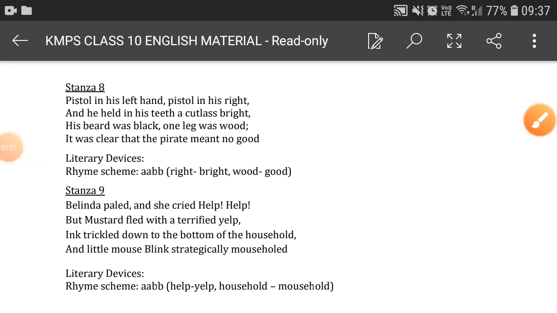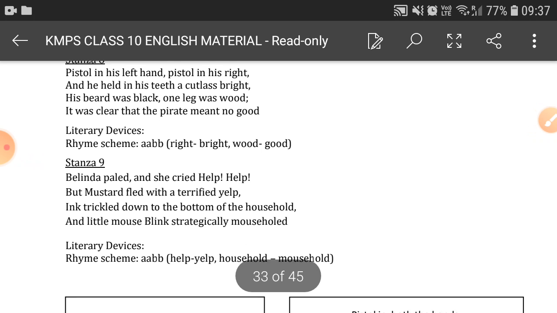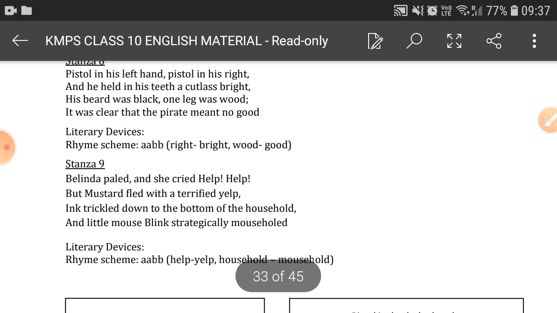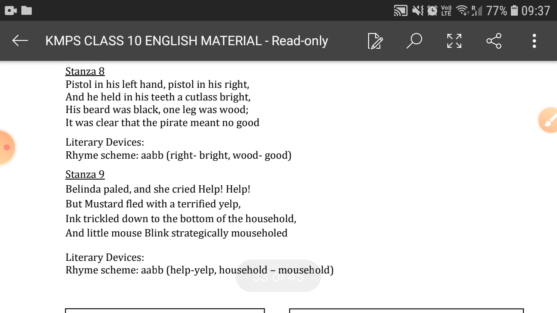So we are doing The Tale of Custard the Dragon, and we have done till stanza 7. Today we're going to deal with stanza 8 till the end of the poem.